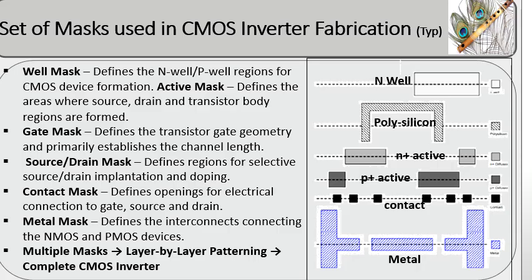Additional source and drain patterning is used where selective implantation or doping is required. After the devices are formed, the contact mask defines the openings through which the device terminals are electrically accessed, while the metal mask defines the interconnections between them. By applying these masks sequentially, the individual physical layers are aligned and combined to form the complete CMOS inverter.